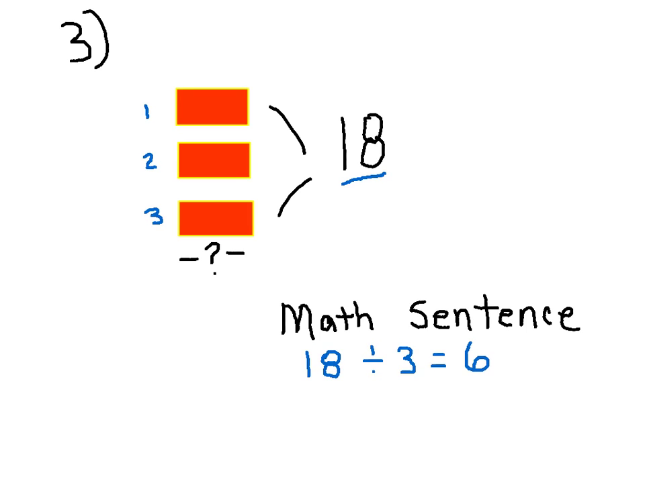Now you might have written this as a missing factor problem. You could have written 3 times what number would give you 18, and of course that number is 6.